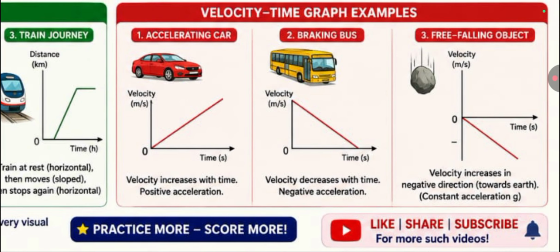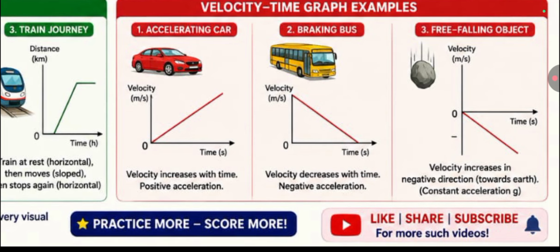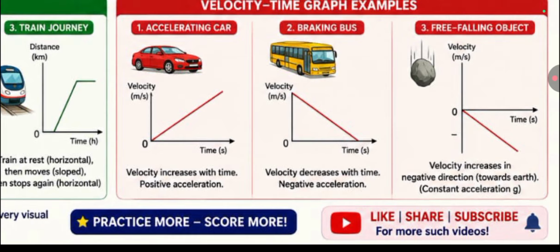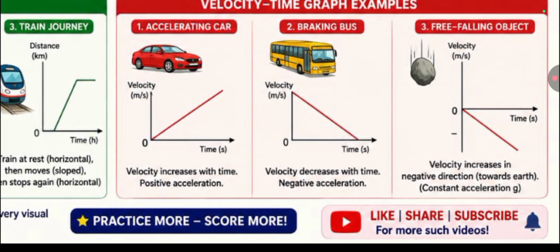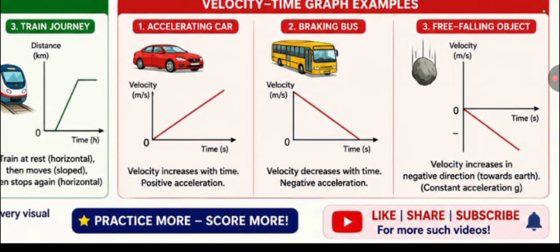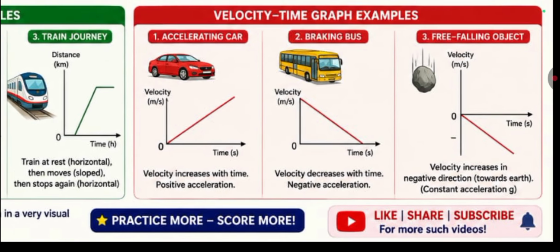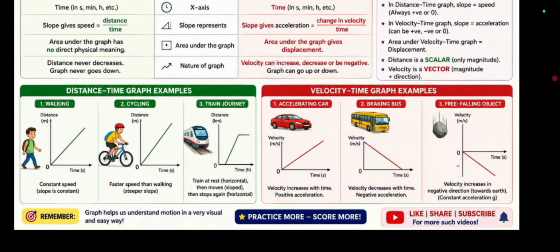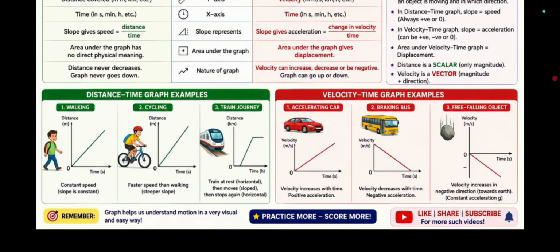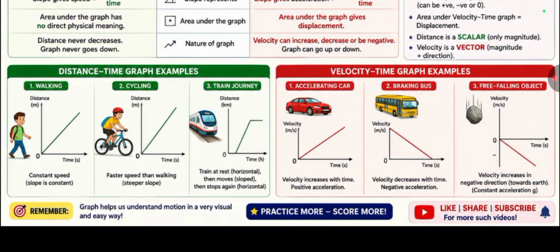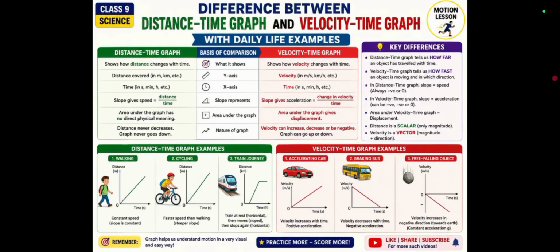And the third one is a free falling object. In a free falling object, velocity increases in the negative direction towards the earth. So it is constant acceleration, in that case the acceleration is constant, directed downwards towards the earth. These are some examples in daily life. Always remember, graphs help us understand motion in a very visual and easy way. These are the topics of today.